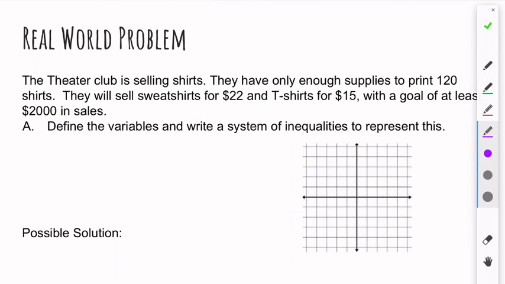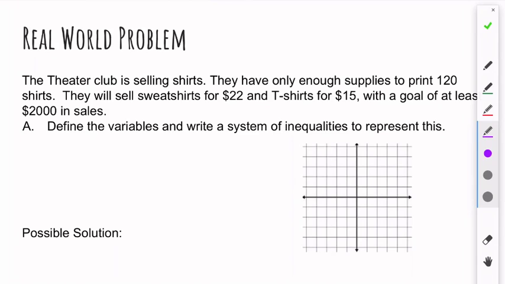Okay, let's look at a real world problem for a minute here. This should be in your notes as well. The theater club is selling shirts. They have only enough supplies to print 120 shirts. They will sell sweatshirts for $22 and t-shirts for $15 with a goal of at least $2,000 in sales. Define the variables and write a system of inequalities to represent this.